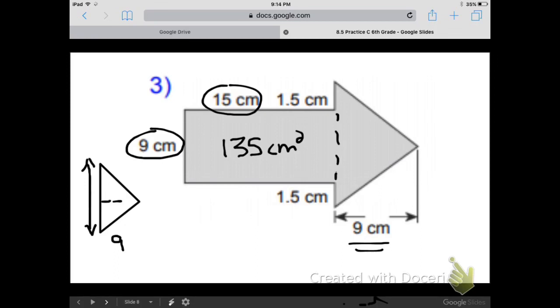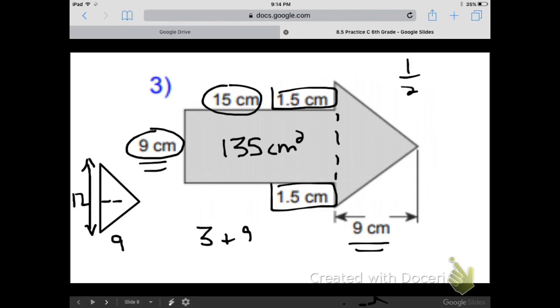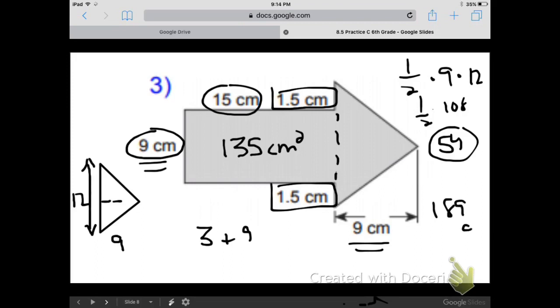Okay, so we're going to take 1.5 and 1.5, which is 3, and then this 9 is again, so the base is 12. So we do base times height, cut it in half, right? That's the area for a triangle. So that's 108. We cut that in half, it's 54. So we take 54 and 135, that's 189 centimeters squared.